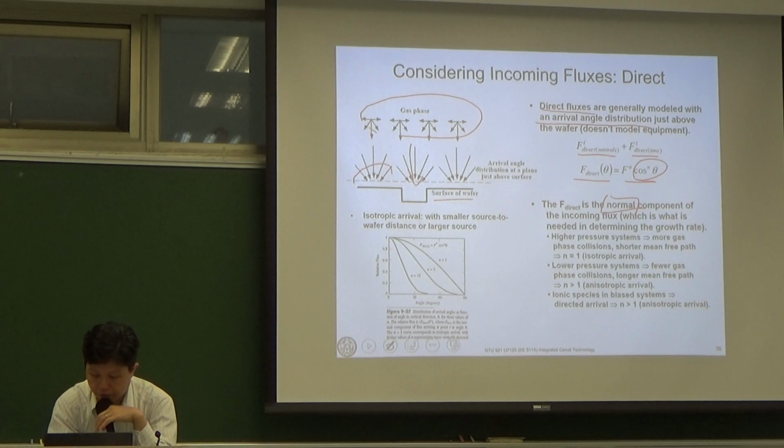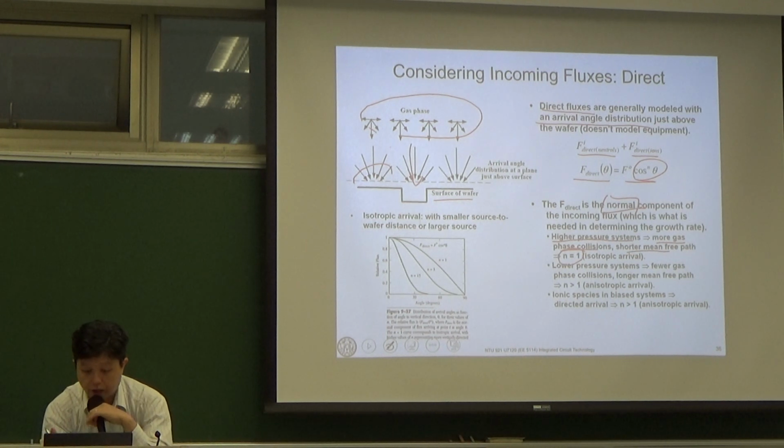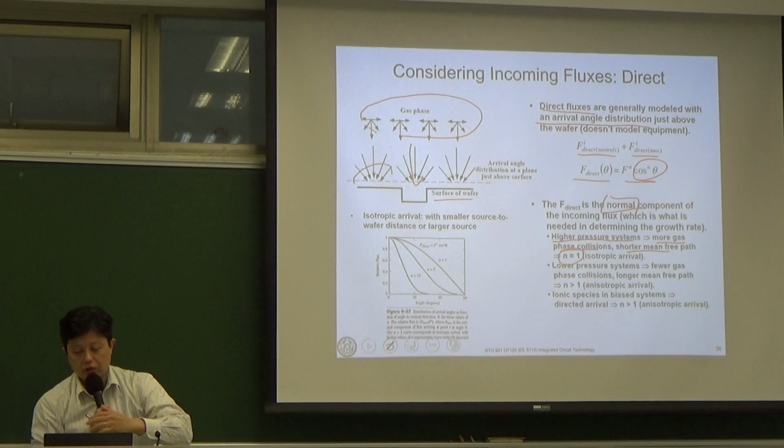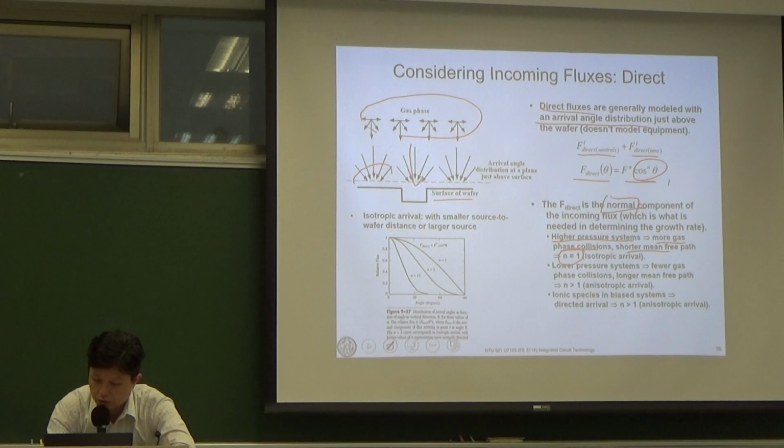For high pressure systems, we have more gas phase collisions and shorter mean-free paths, so n equals 1. In high pressure, the arrivals are more isotropic, so we have n equals 1 dependence. But for low pressure systems, we have fewer gas collisions and longer mean-free paths, so it's more directional, an anisotropic arrival, so n is larger than 1.